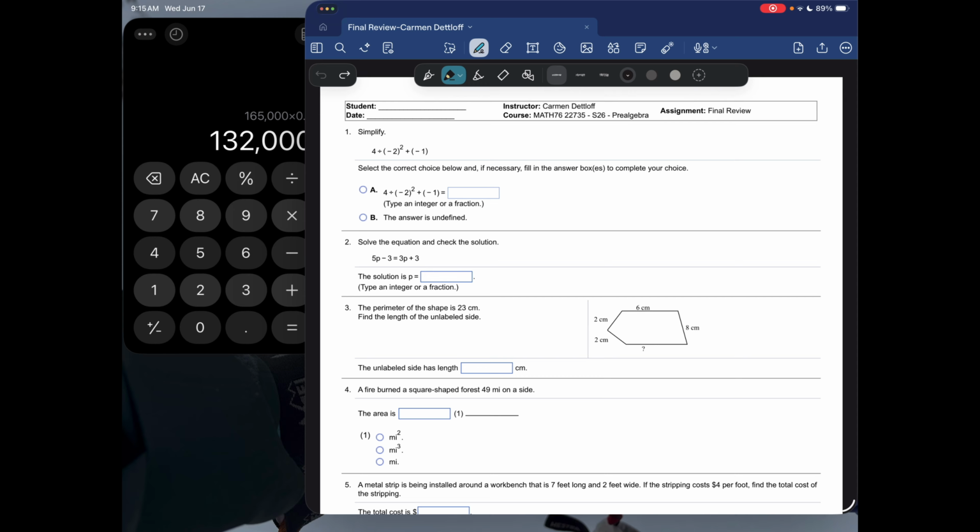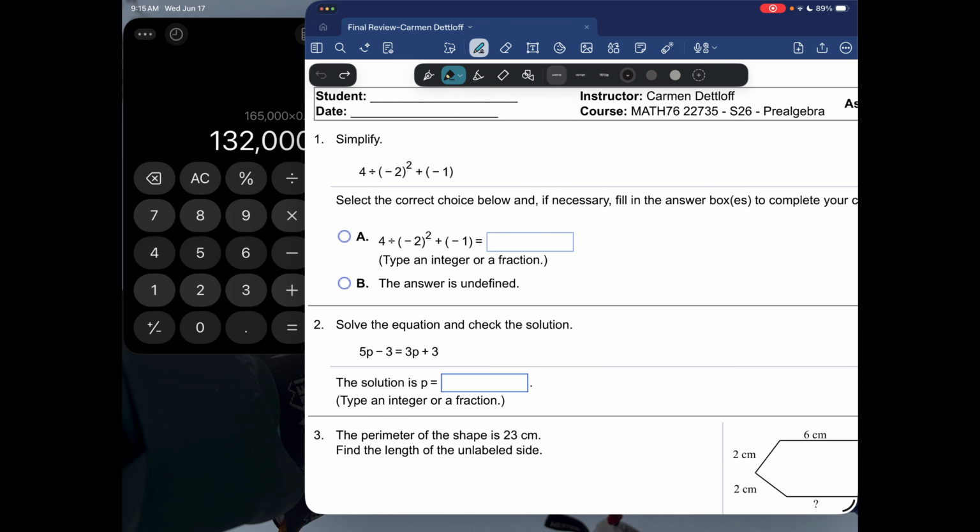Another way to prepare for the test would be to go back and look at previous tests or previous reviews and go back and redo those. But here are some problems that I saw there were repeated errors on. So number 1 is an order of operations problem.